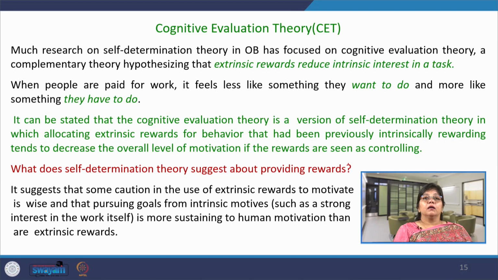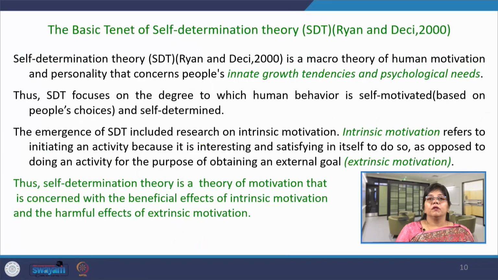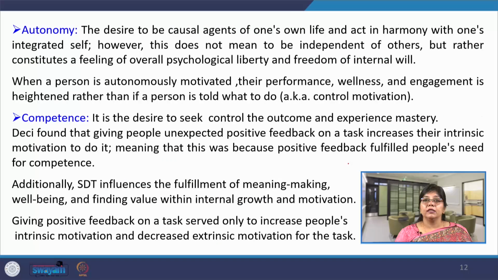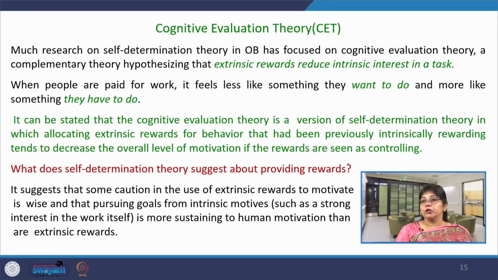The other is cognitive evaluation theory. This is another aspect of self-determination theory. In fact, here I can mention that when we are talking about self-determination theory, then the first is intrinsic and extrinsic motivation, the other is the basic psychological needs, and the third is the cognitive evaluation theory. These form the mini theories of self-determination theory, that when all these mini theories are combined, then the self-determination theory is established.